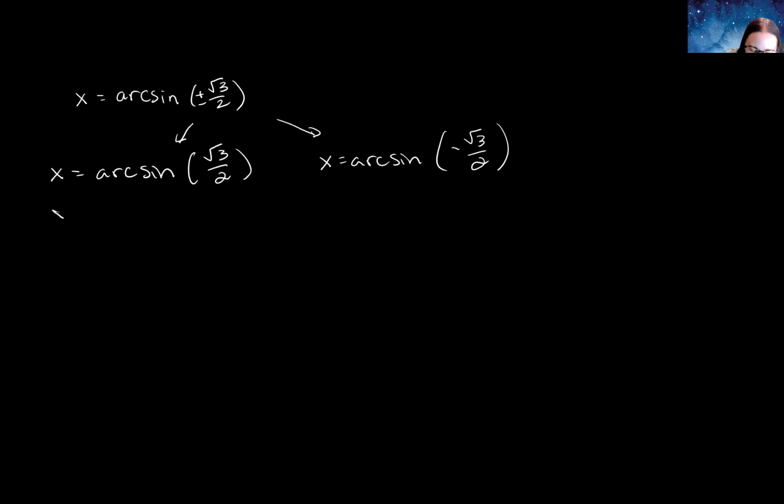So if we throw these into our calculator, so I'm going to do the inverse sine of square root of 3. Oops, I hit the wrong button. Divided by 2. So that gives me 60 degrees. Oops, what is going on here?